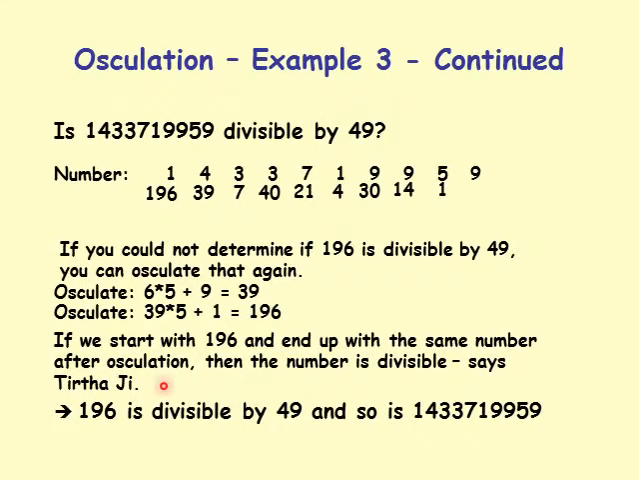So says Tirthaji. That means 196 is divisible by 49, and so is 1433719959. So if in doing osculation you end up with the same number as you started with, then that number is divisible.